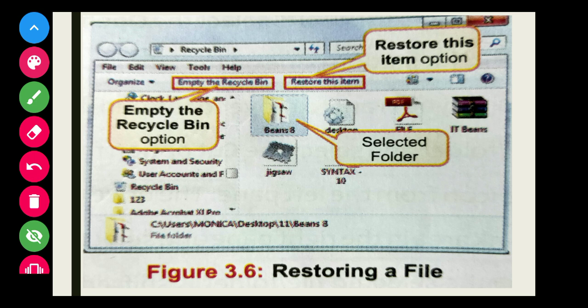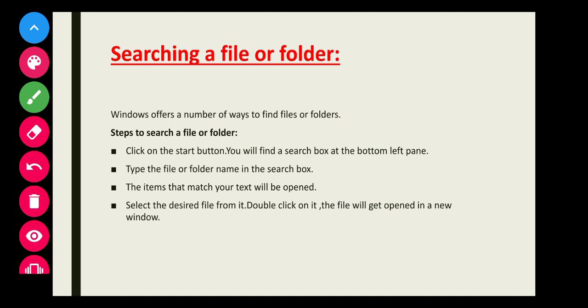Whichever file you want to restore, just select that file. After that, at the top you can see one option here, restore this item. So click on this restore this item option. And your file or folder will be restored. Our next topic is searching a file or folder.